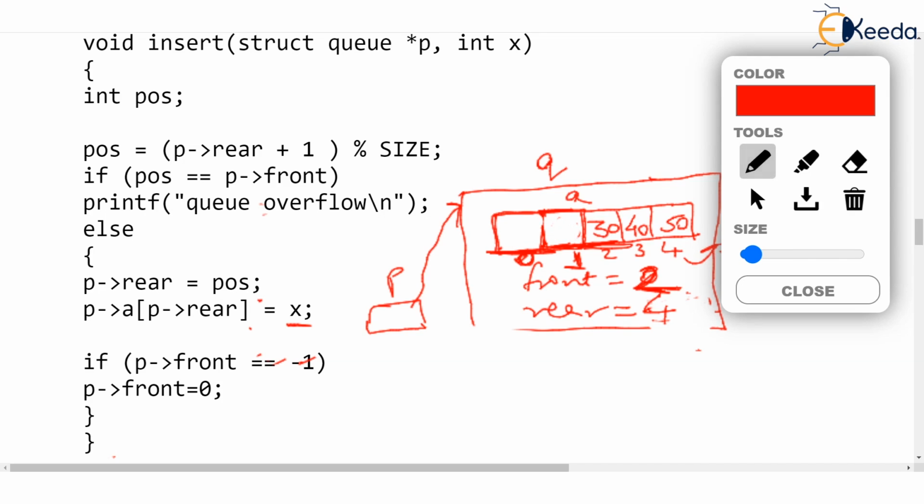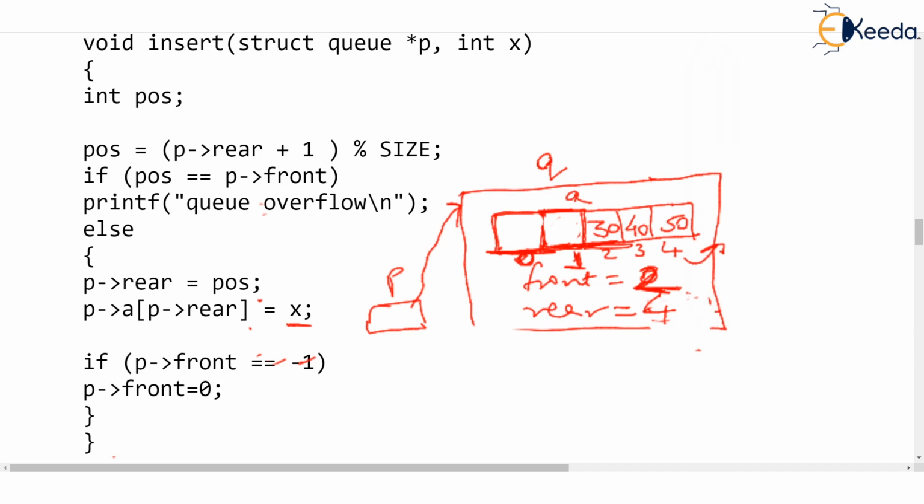Now think of that after doing two deletions, you call insert again. Come on, this is a circular queue. Remember, this is a circular queue, and you want to insert 60. 60 is welcome now. You won't get overflow. Let's see how. What will be the position calculated?